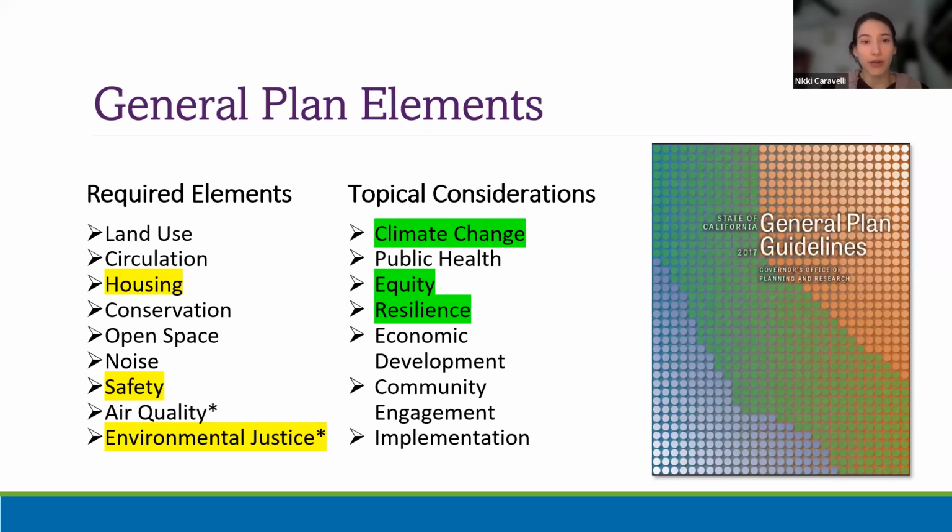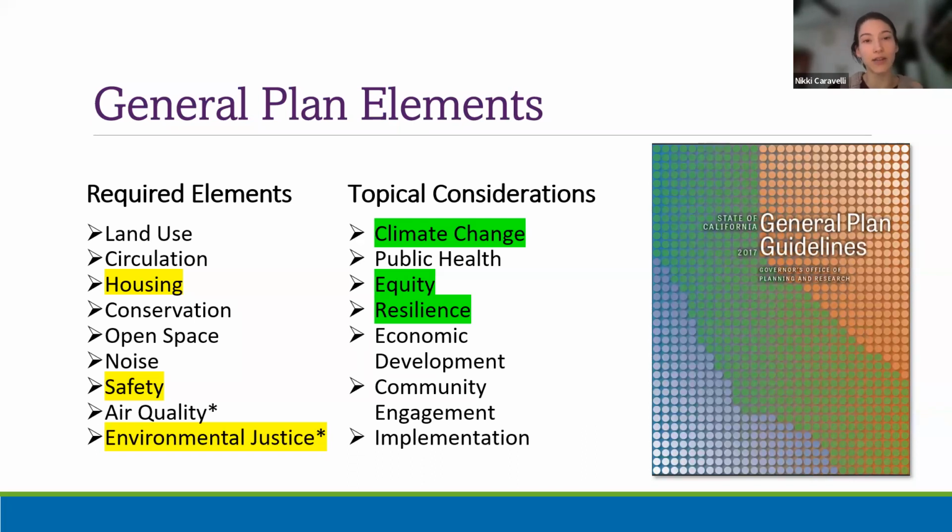So if you're not familiar with the general plan, there are many required components to the general plan. There's specific elements that a city or county must address and develop in their general plan, which is essentially the long-range plan for their community. It identifies land uses and priorities for the next 20, 30, 40 years, usually defined by the community themselves.